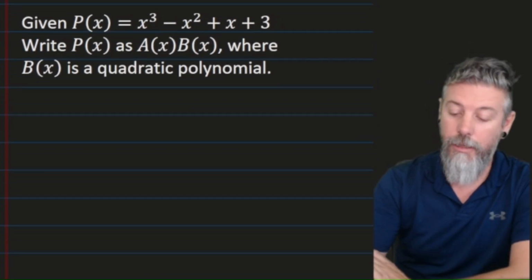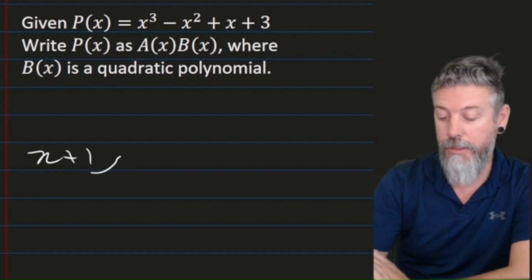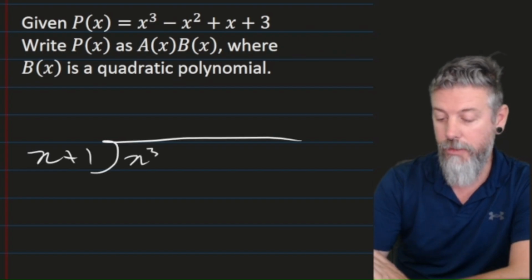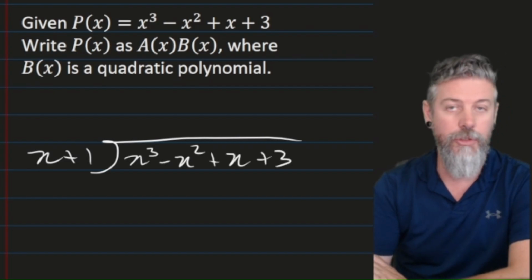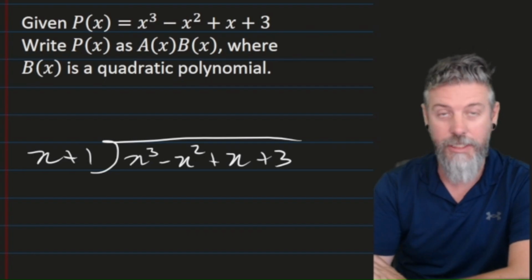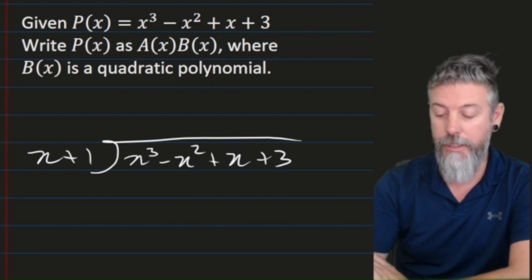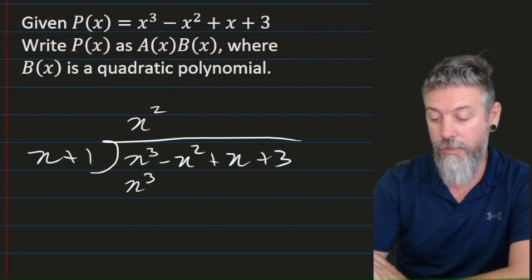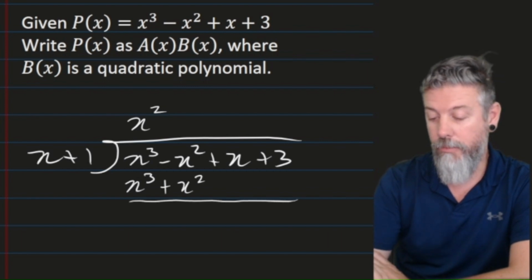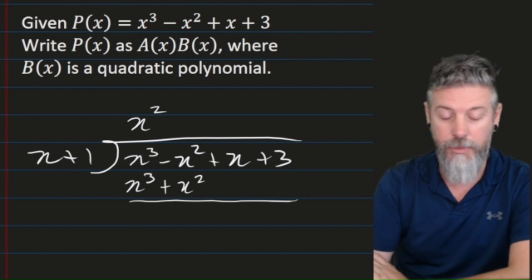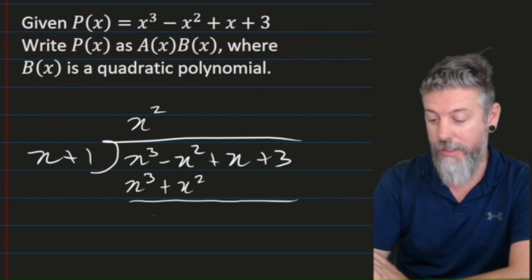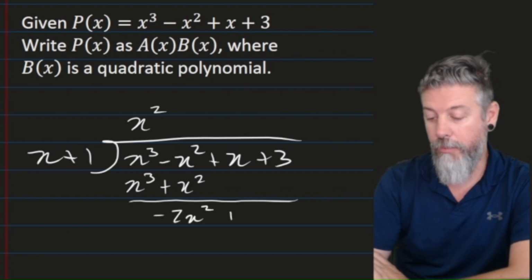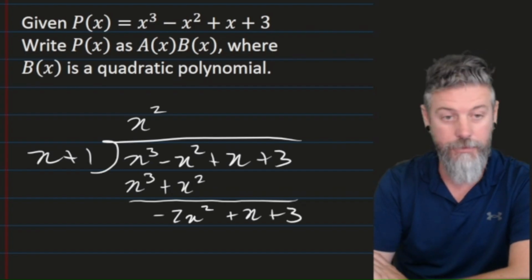There we go. So we're now going to put x plus 1 into x cubed minus x squared plus x plus 3 and go through this process of polynomial division, which can be tricky again for you. So x goes into x cubed, x squared times x is x cubed, x squared times 1 is x squared. Now we're going to subtract. x cubed minus x cubed is 0. Negative x squared minus x squared is negative 2x squared. Then we've just got the plus x and plus 3 left over.